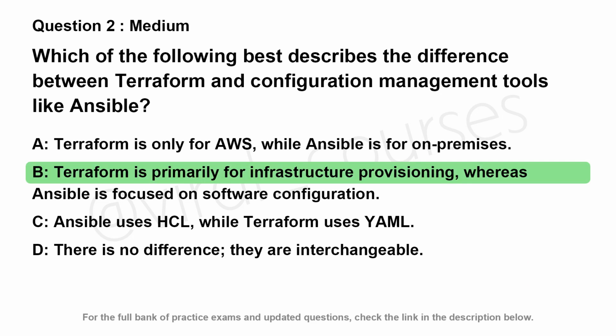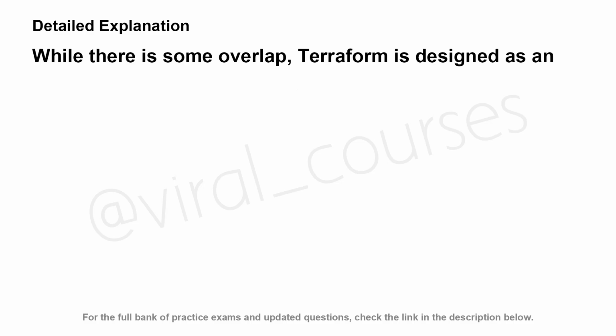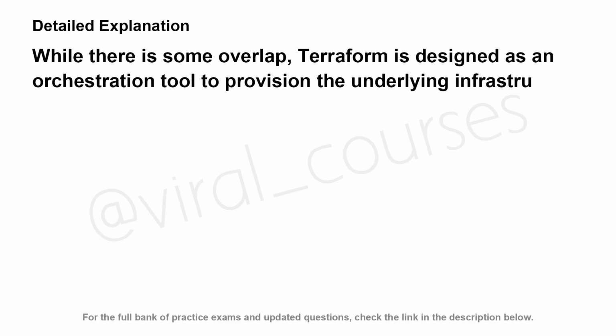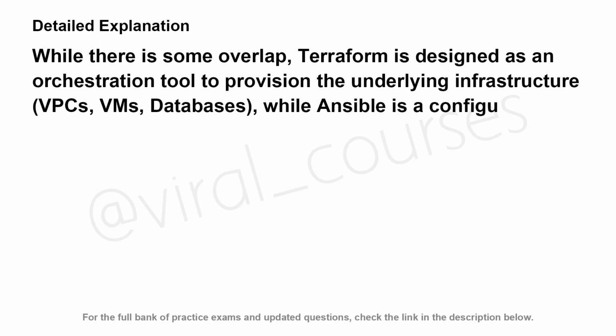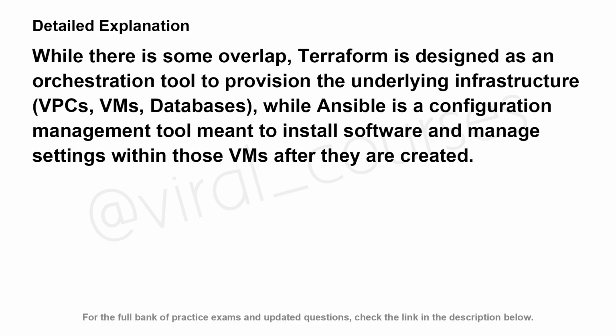The correct answer is B. While there is some overlap, Terraform is designed as an orchestration tool to provision the underlying infrastructure: VPCs, VMs, databases, while Ansible is a configuration management tool meant to install software and manage settings within those VMs after they are created.